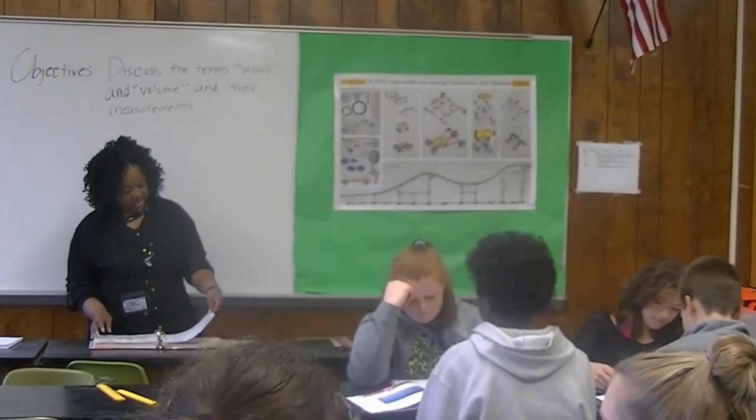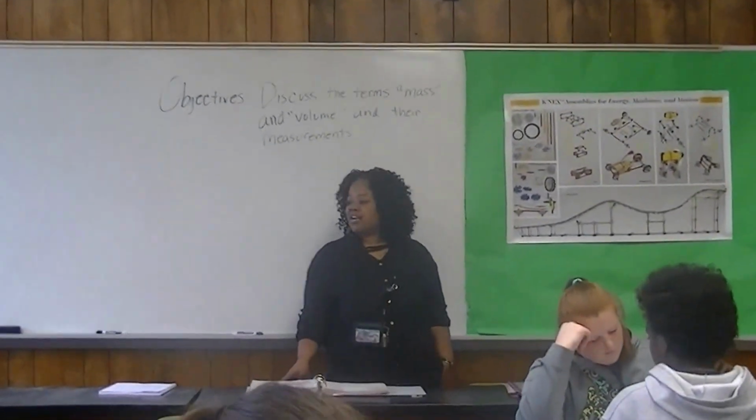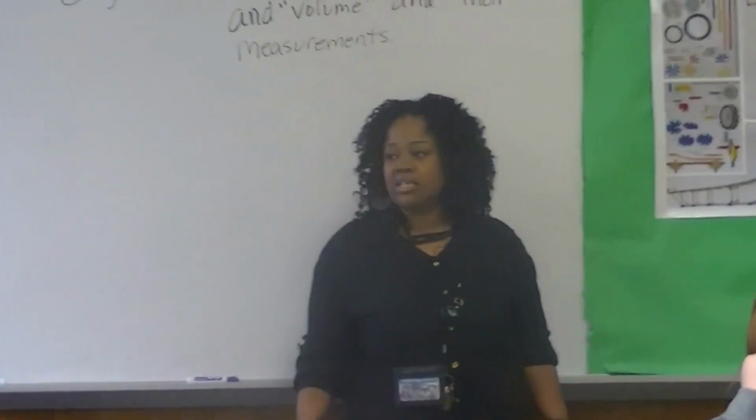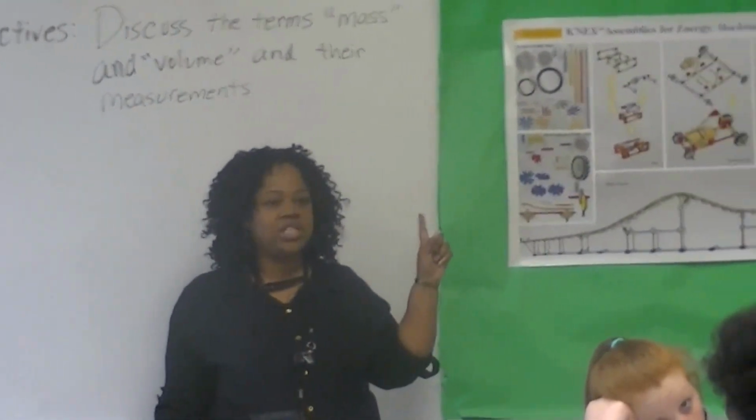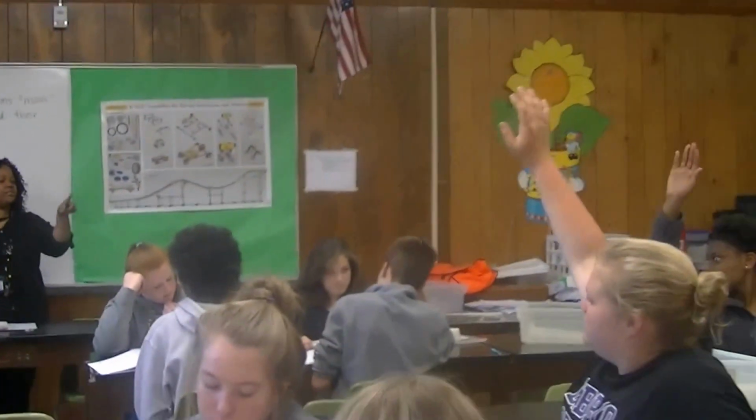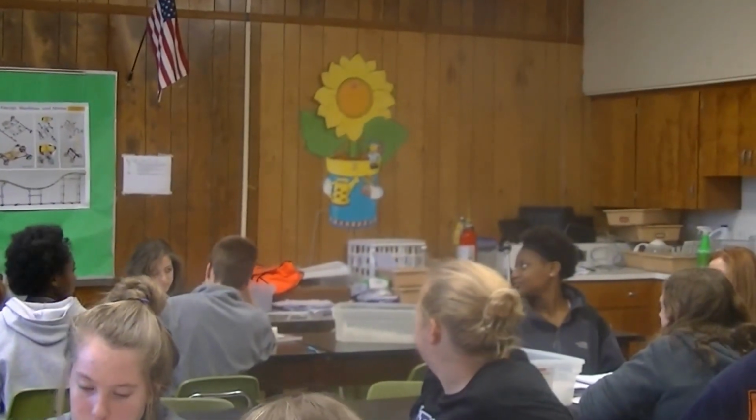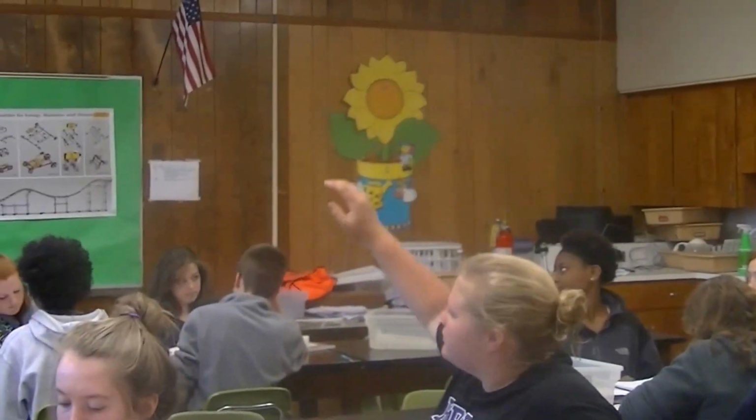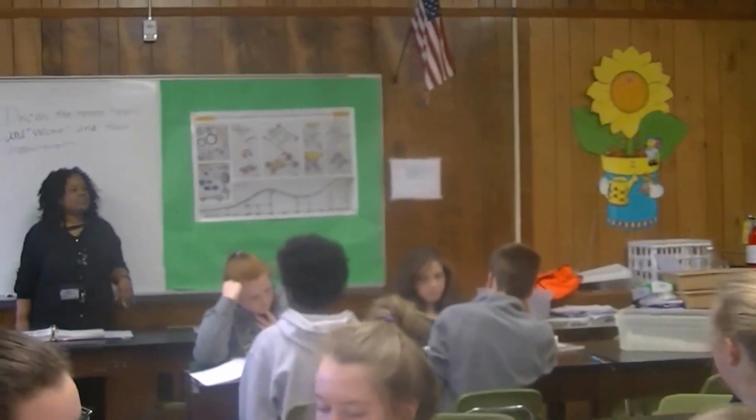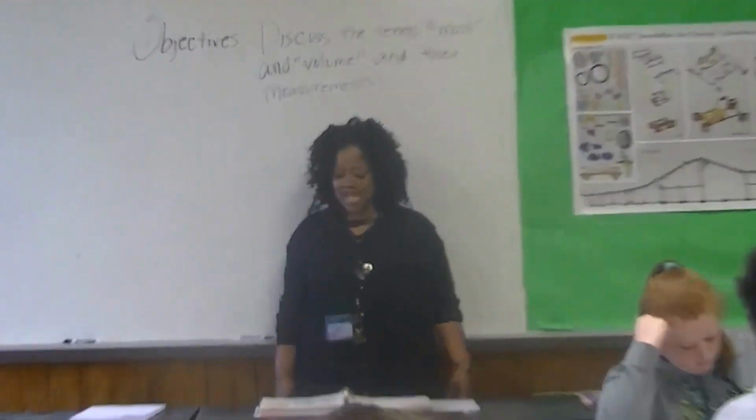Okay, let's turn to page 20. Useful calculations. Now, we have already been introduced to density and its equation. Who can tell me what's the equation for density? Mass times volume? Mass divided by volume. Okay. Density equals mass divided by volume. Density equals mass divided by volume.